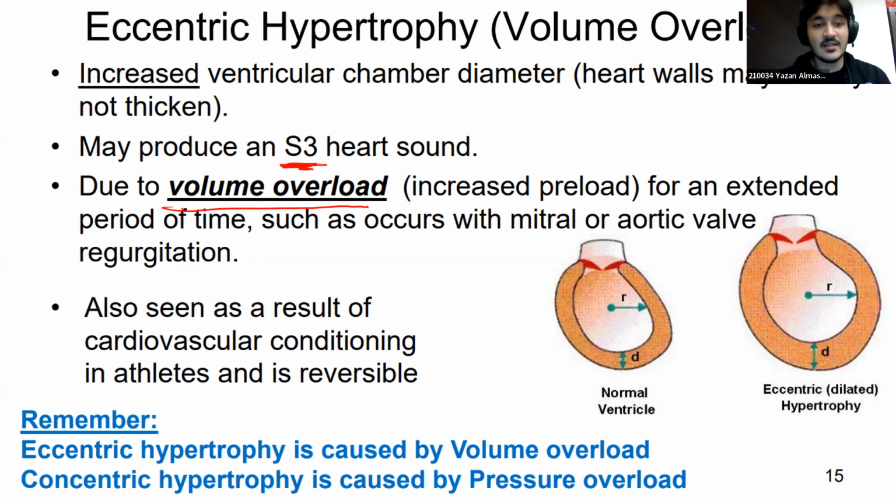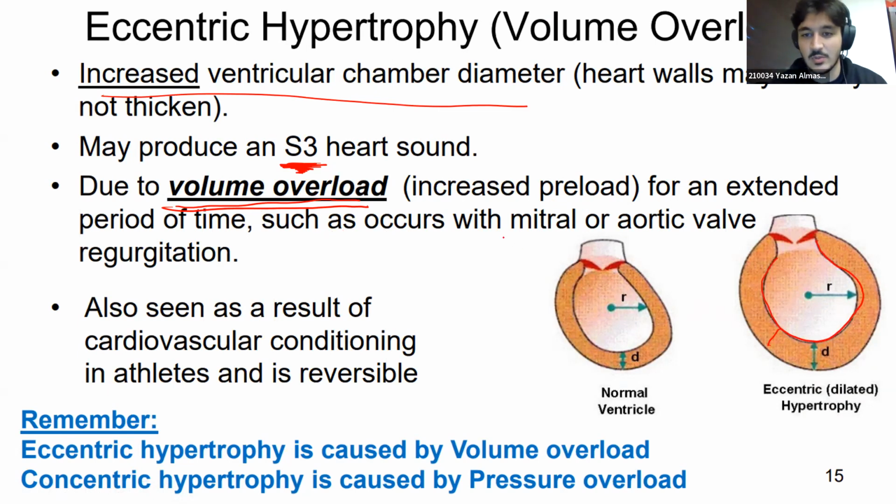That's the first thing. And the second thing, due to volume overload, we're going to have hypertrophy. It's going to go thicker in an eccentric way. So what does it mean in an eccentric way? The heart chamber is going to become bigger. So eccentric happens due to the increased chamber diameter. We can have S3 sound because of overfilling of the ventricle, and it happens due to volume overload.